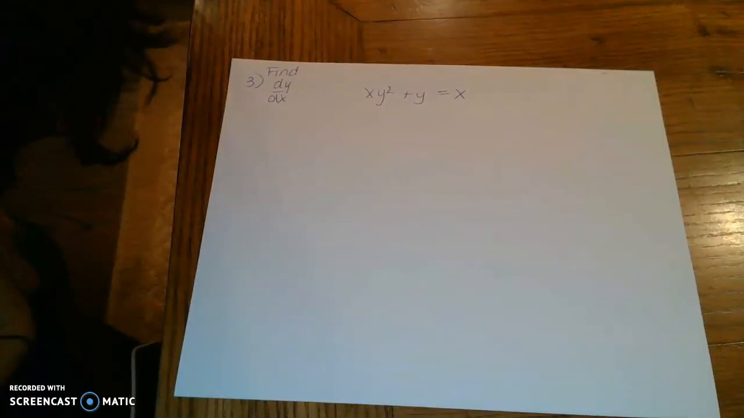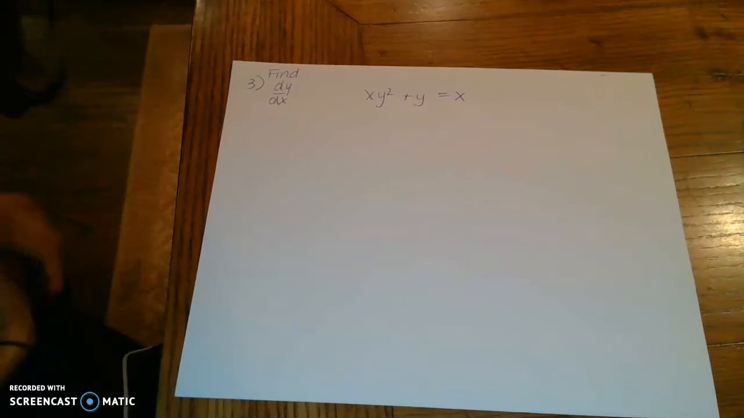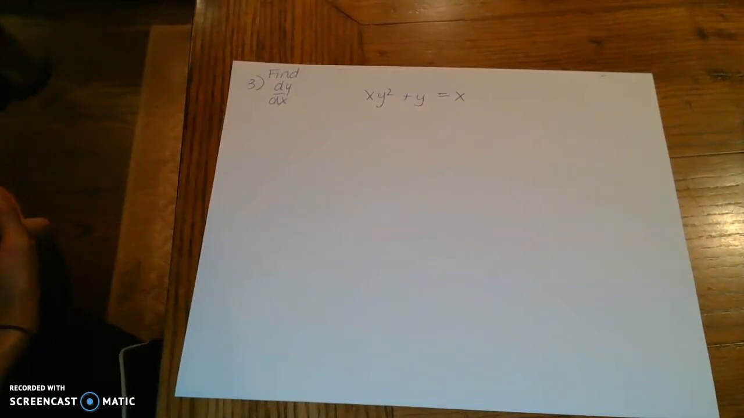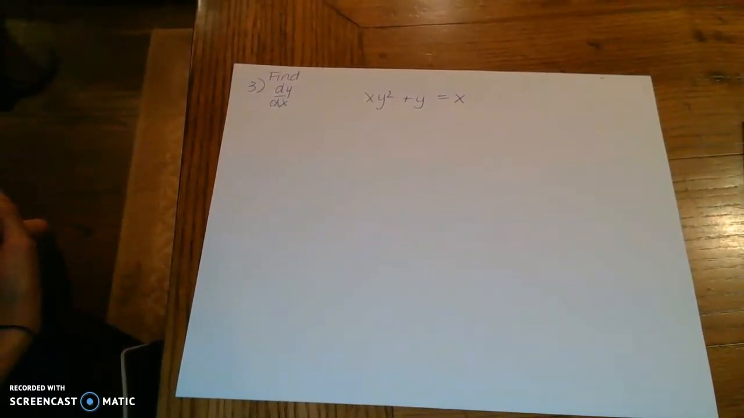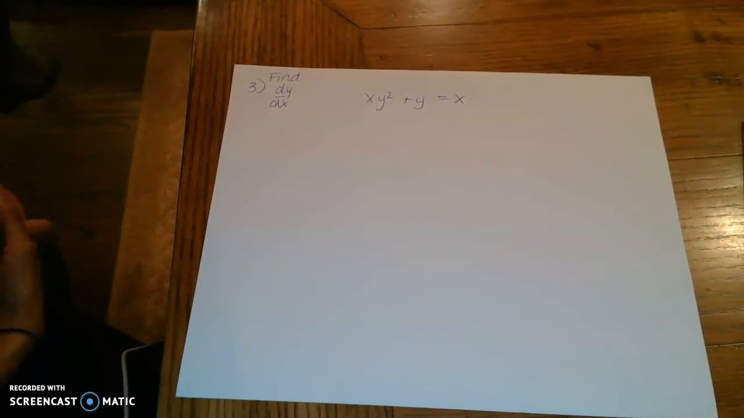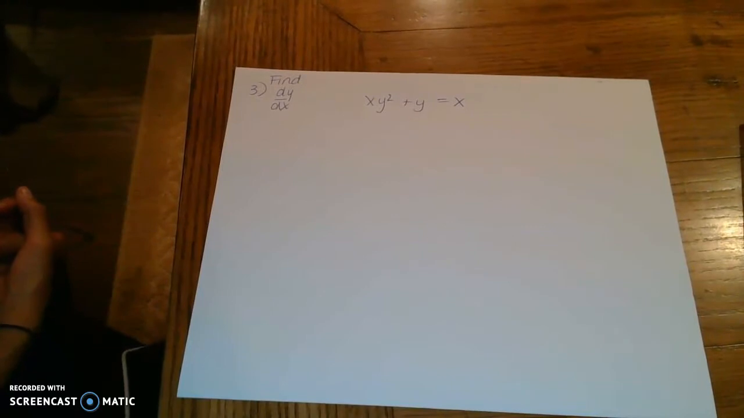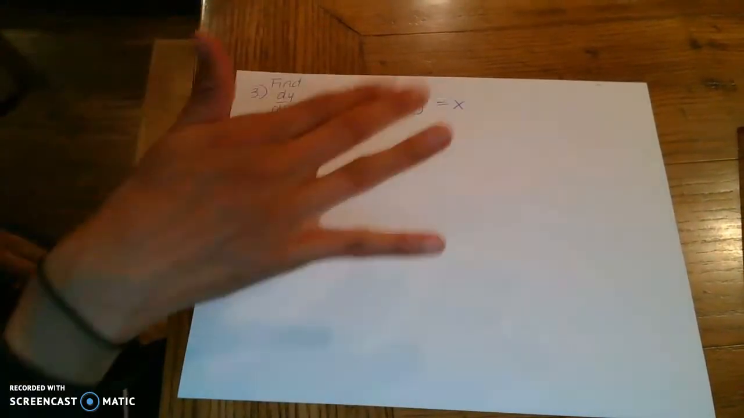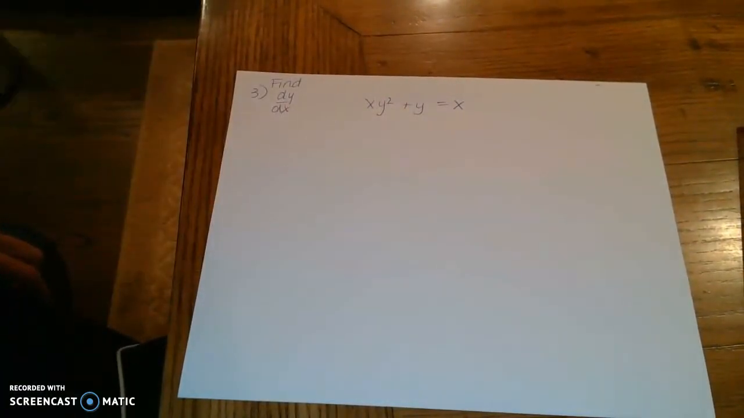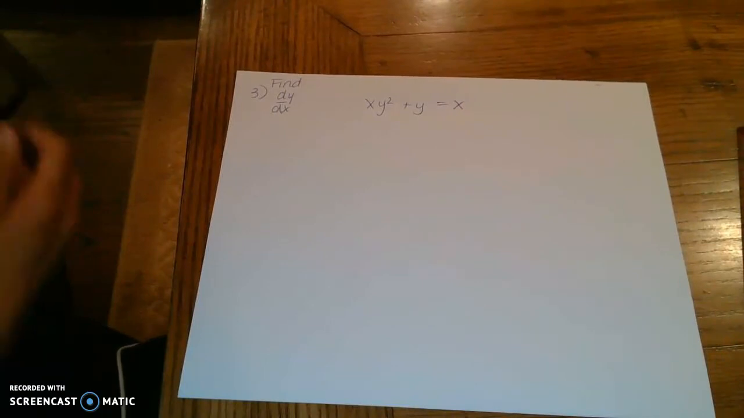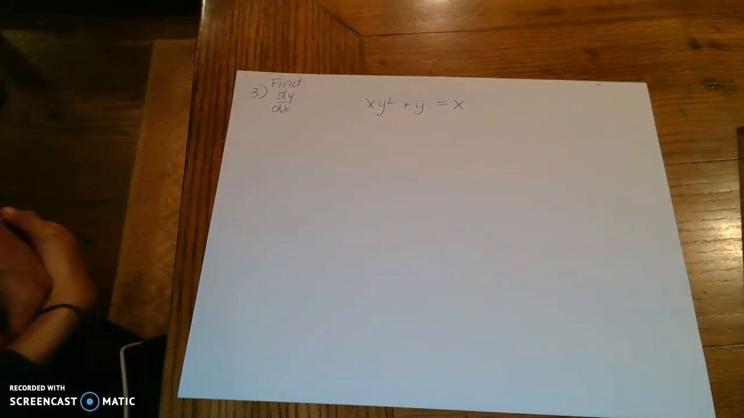All right, so we're on the last problem for implicit differentiation, and number 3 looks a little bit more complicated. As we were saying, implicit differentiation is when you're taking the derivative of a function where the dependent variable is not by itself. So here I see y floating all around in the middle. I don't see y by itself, so I know I need to use implicit.